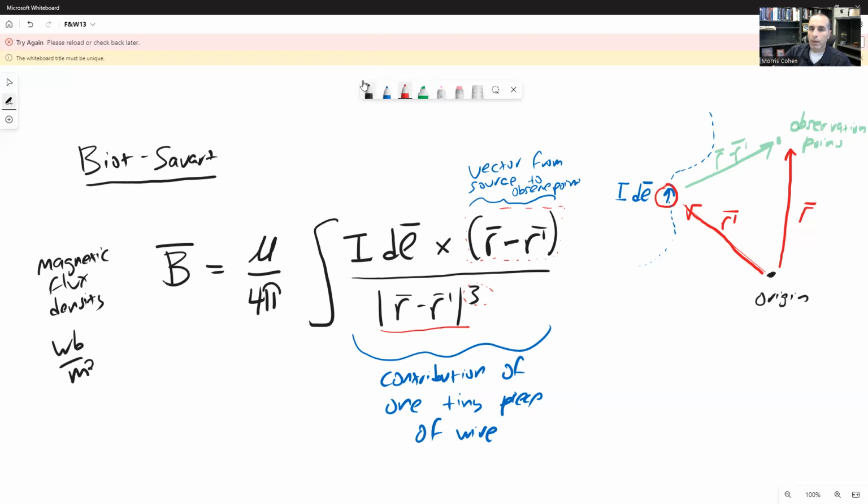Now this magnetic flux density B is going to be related to the magnetic field in the following way: B equals mu times H. H is what we're going to call the magnetic field.